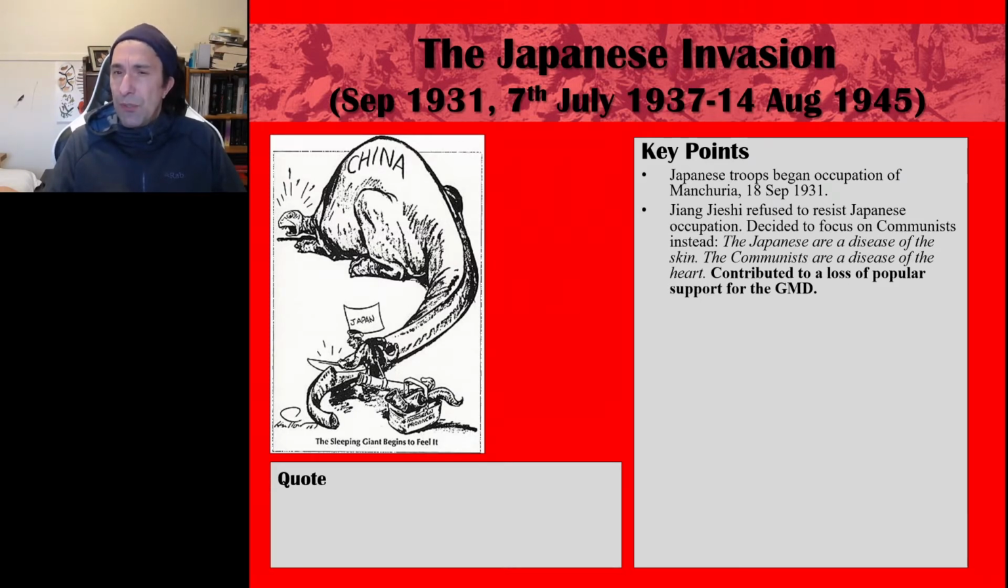There's another rendering or translation of this quote. It's translated as the Japanese are a disease of the skin, the communists are a disease of the soul, but it means the same thing.